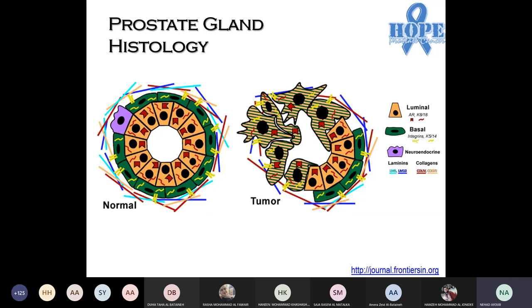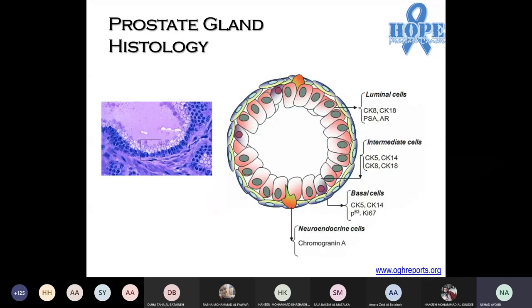The disease might become resistant to the hormone or independent of the hormone. So after some time it becomes hormone independent. Okay.